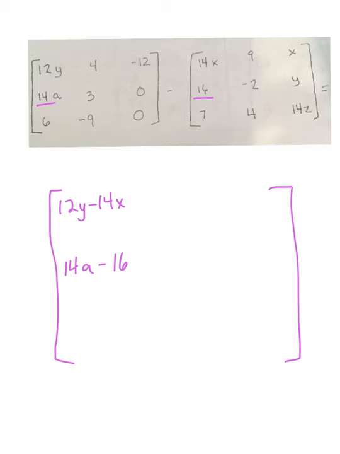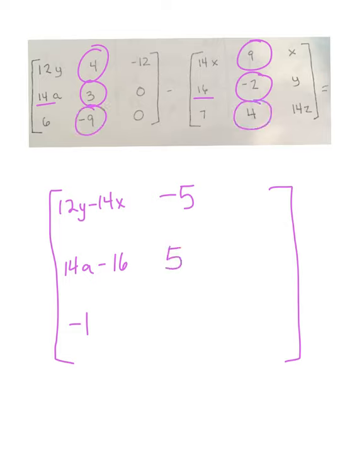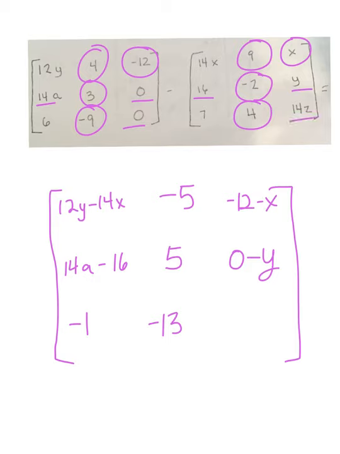The thing about matrices is you want to spread out your numbers and stuff enough that you can actually read it. 6 minus 7, you can do that one. It gives you a negative 1. 4 minus 9, negative 5. 3 minus a negative 2 is a positive 5. Negative 9 minus 4, negative 13. Negative 12 minus x, you can't do that, so you just write negative 12 minus x. 0 minus y, can't do that, so you write 0 minus y. 0 minus 14z, you can't do that again, so 0 minus 14z, and this would be your final answer.